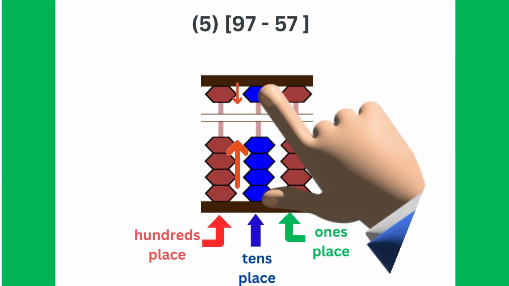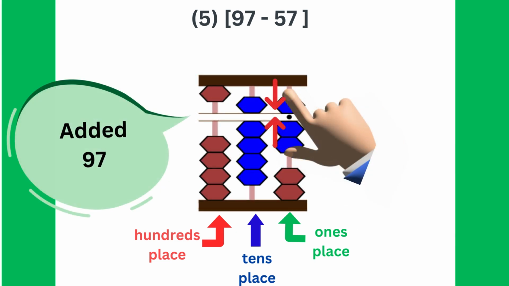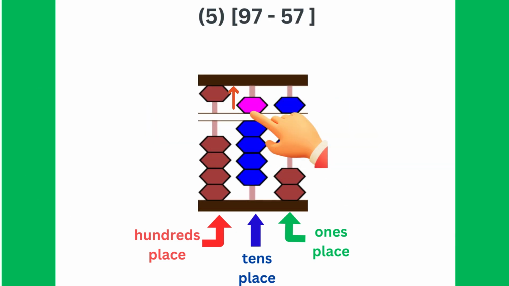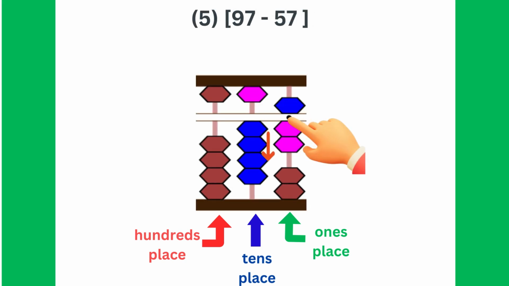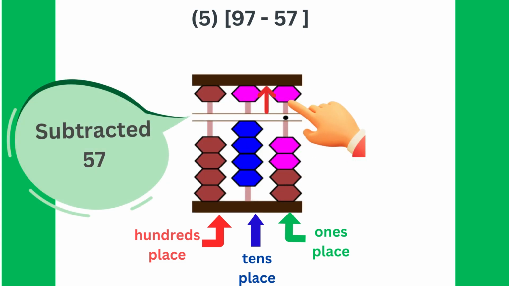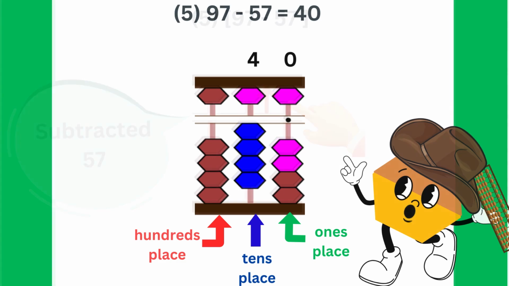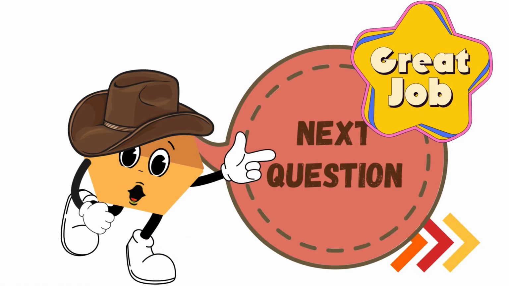First, add 90 in the tens column, then add 7 in the ones column. Next, subtract 50 in the tens column, then subtract 7 in the ones column. Therefore, 97 minus 57 is equal to 40. Good job! Let's move on to the next problem.